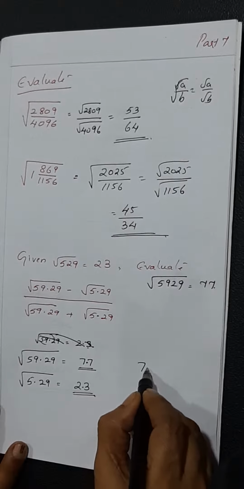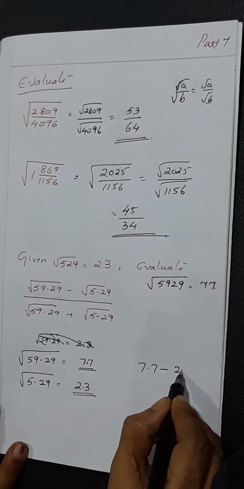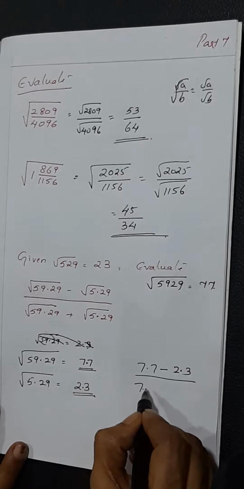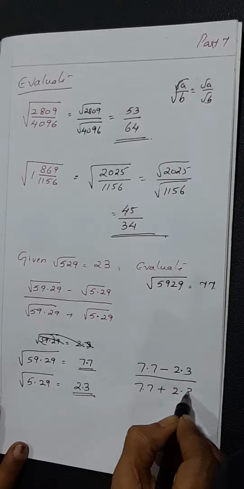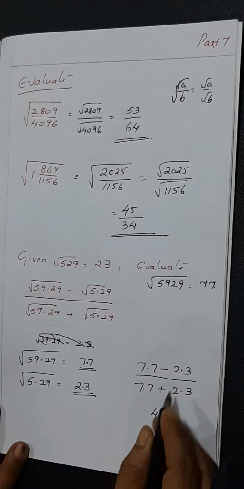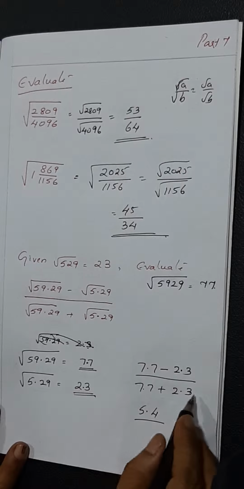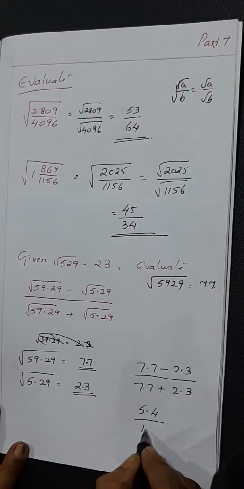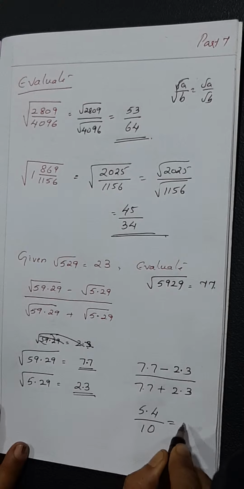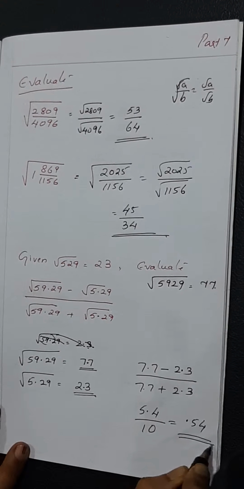So it is 7.7 minus 2.3 by 7.7 plus 2.3. So it is 5.4 by 10. So it is 0.54.